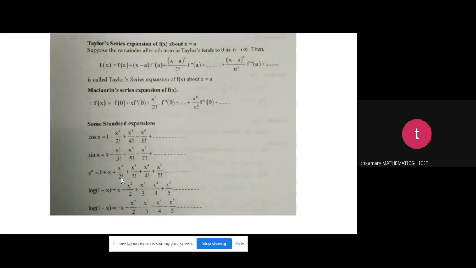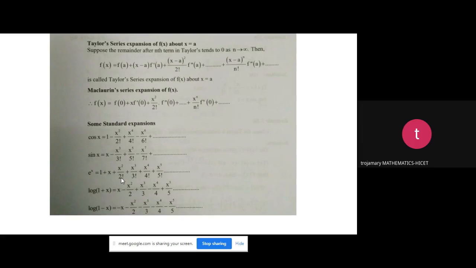Now Taylor series expansion of f of x about x equal to a, this is a formula. So f of x equal to f of a plus x minus a into f dash of a plus x minus a the whole square by 2 factorial into f double dash of a plus etc. It's called Taylor series expansion of f of x about x equal to a.